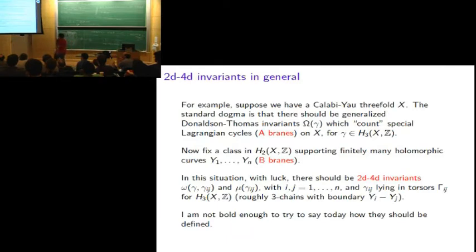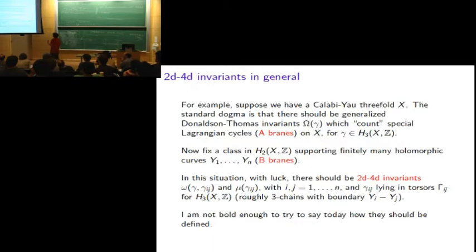So for example, suppose you have a Calabi-Yau threefold. The standard dogma about this situation is that there should be some generalized Donaldson-Thomas invariants counting special Lagrangian cycles. So I would call them A branes on X, where gamma here is measuring the topology of those things, meaning their homology class. Now suppose I fix a little bit of extra data, and this is probably not the most general extra data, but suppose I fix a class in the second homology that supports some finite collection of holomorphic curves, say n of them. So those are some B branes.